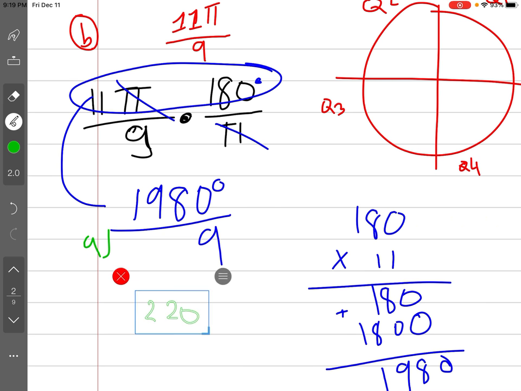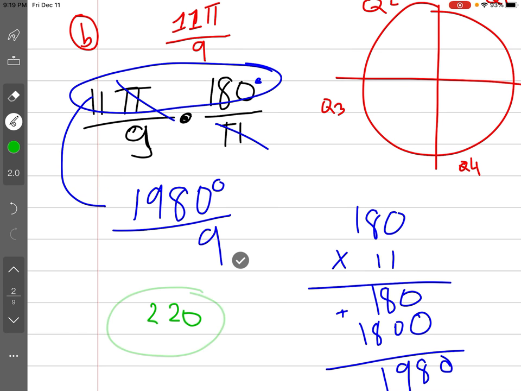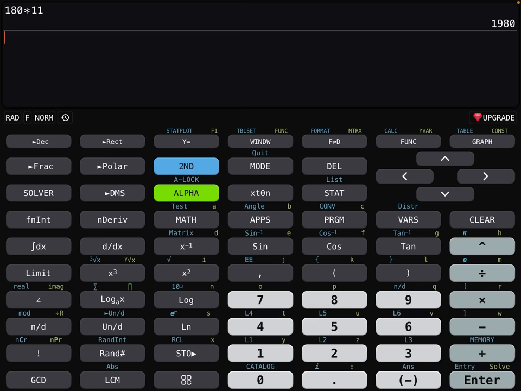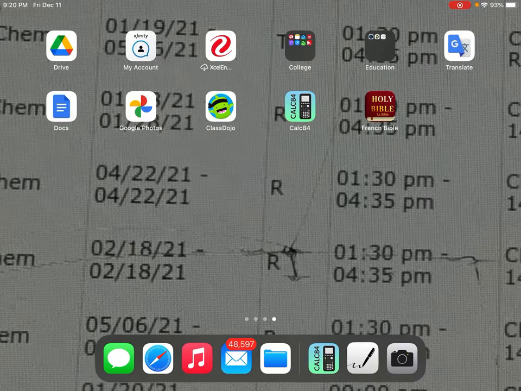So let me move this out of the way and erase this here. We know that our answer is 220. If you don't believe me, let me use my math calculator here. 1980 divided by 9, right? Yeah, it's 220. So there we go.